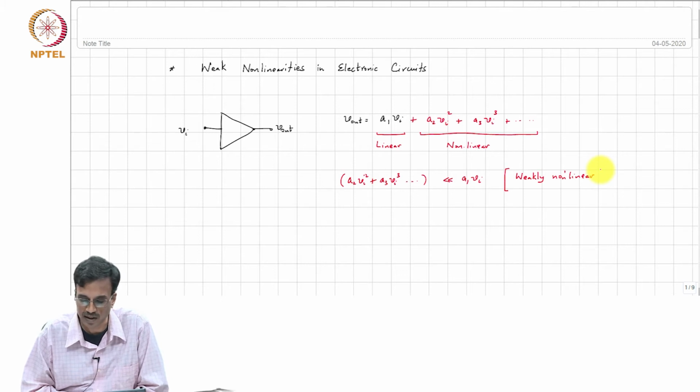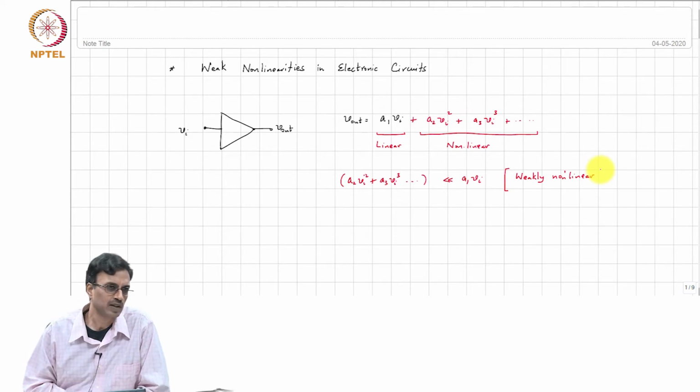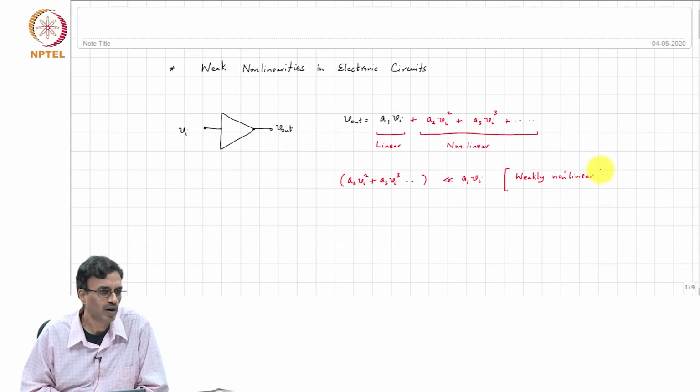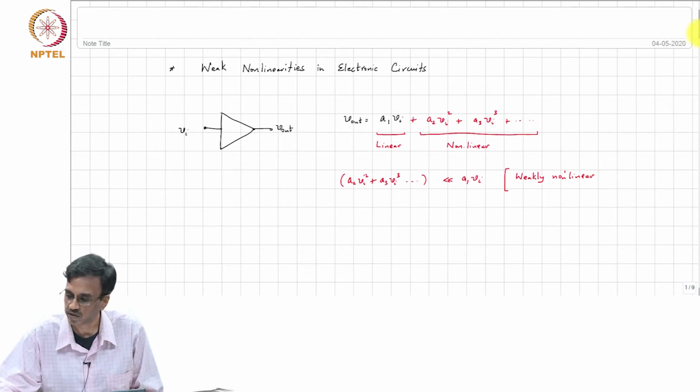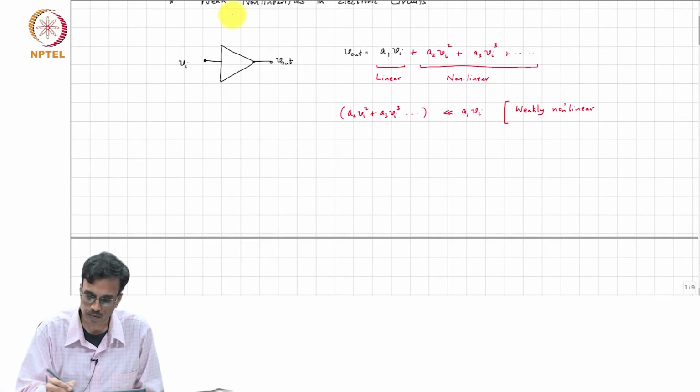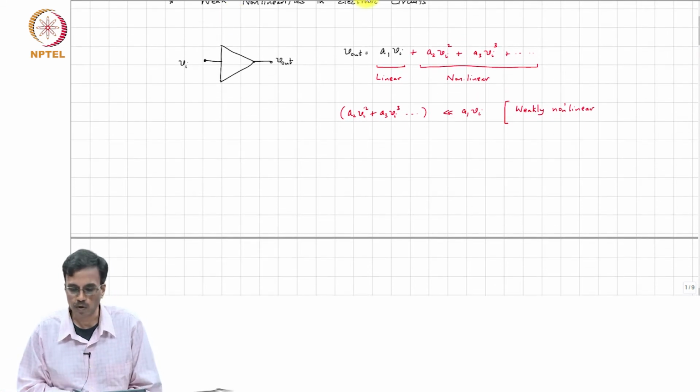There are, of course, deliberately nonlinear circuits where the nonlinearity is needed for the circuit to function, but at this point we are not concerned about such circuits. What we are more interested in is, well, the circuit was supposed to be linear. Now, there are some small nonlinear terms. What happens to the output? And we will start with the simplest things first. I am sure you have seen this in some context or the other.